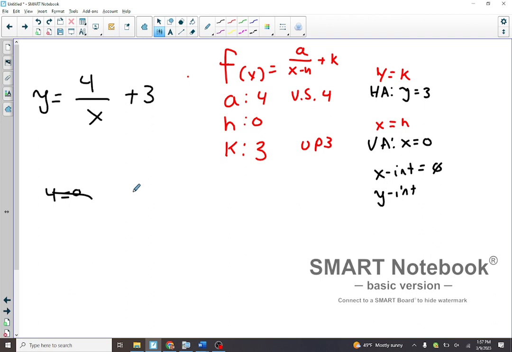And then the y-intercept is you plug in 0. What happens if I plug in 0 here? You could plug in 0 into the whole thing, but what's wrong with this? 4 over 0 is undefined. So how do you find the x-intercept? You make the top equal 0. So 4 equals 0, but 4 equals 0 doesn't mean anything.